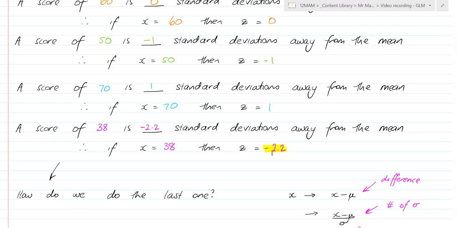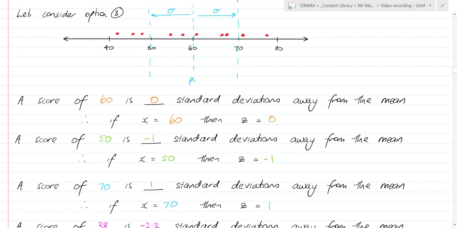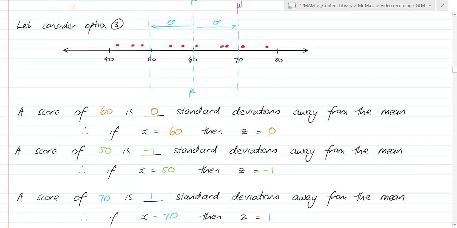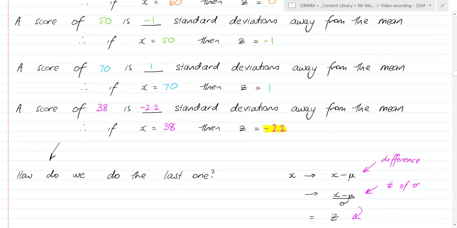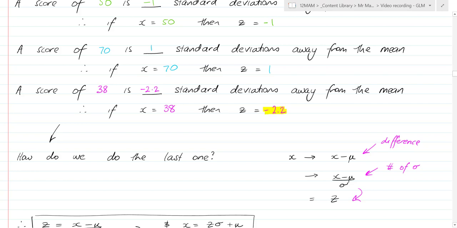And therefore, in this case, with a mean of 60, I'll go back to my diagram. If I drop 1 standard deviation I get to 50, 2 standard deviations I get to 40, I have to drop another 0.2, because with a standard deviation of 10, that's 2/10. So that's 2 whole standard deviations and an additional 0.2 or 2/10, and that is 2.2 standard deviations away from the mean.